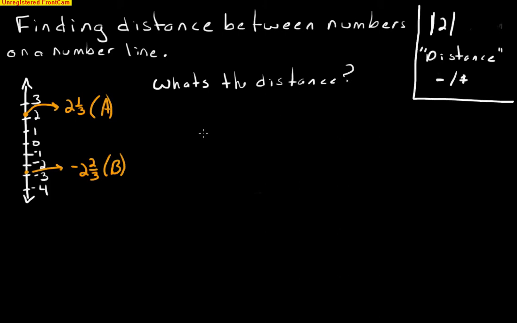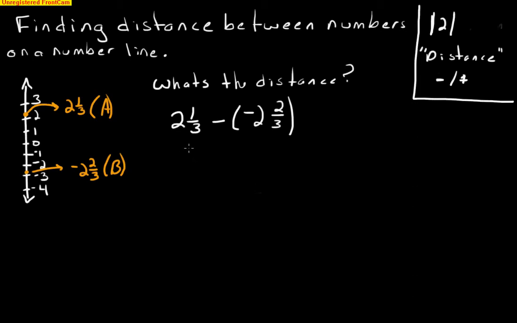To find that out, we're going to set it up like a regular subtraction problem. So we have 2 1/3, and we subtract from it negative 2 2/3. That's how we set those up. That's going to help us find the distance between the two of those.